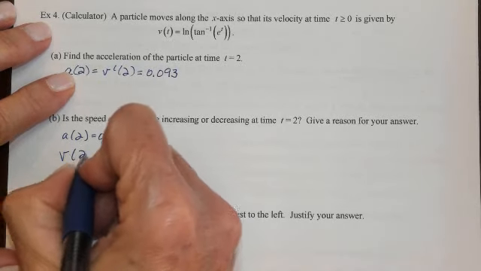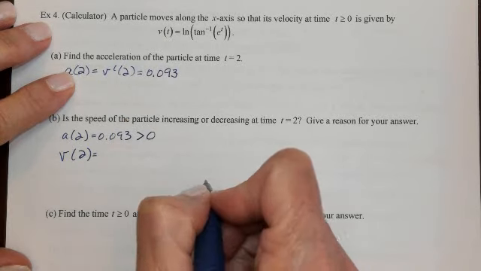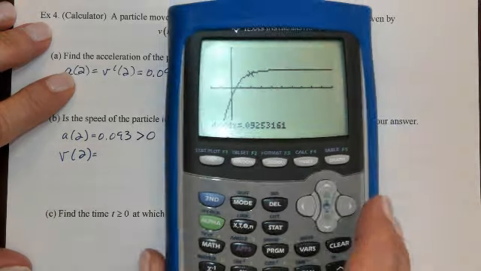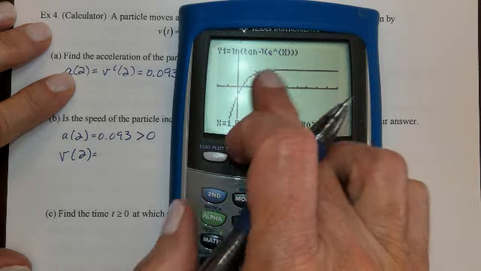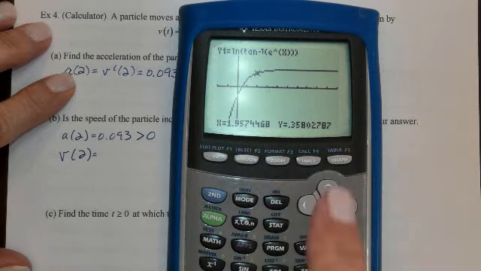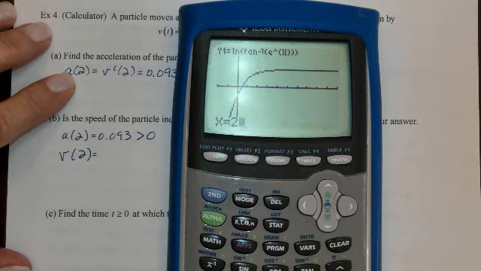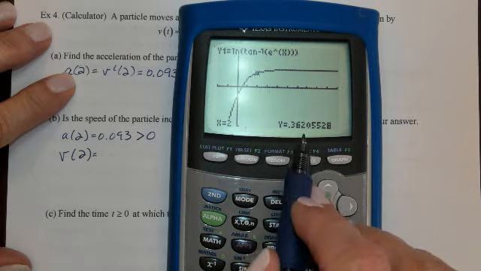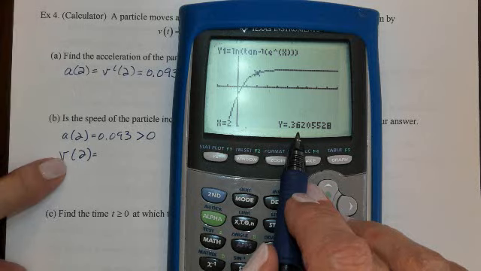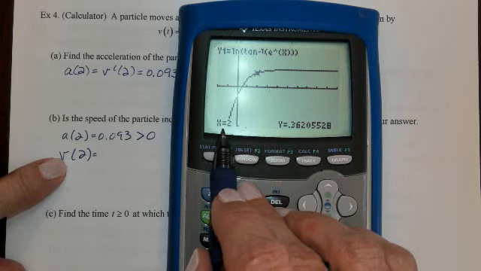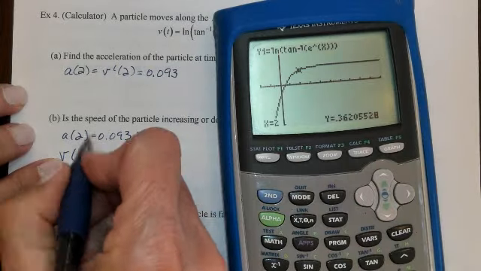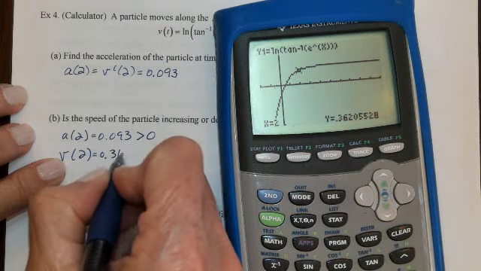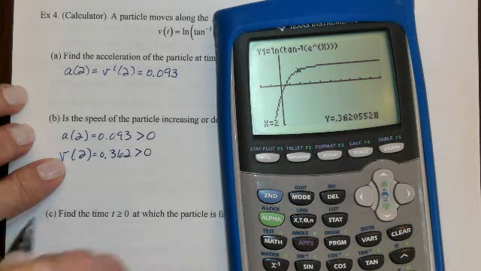What is V of 2? Well, we have our calculator, we can do that. All I really need to do is trace. Here's my graph of V, trace, and then I'm just going to put in 2 for x, and now that's the value of velocity at time 2. So it's 0.362, which is also greater than 0.